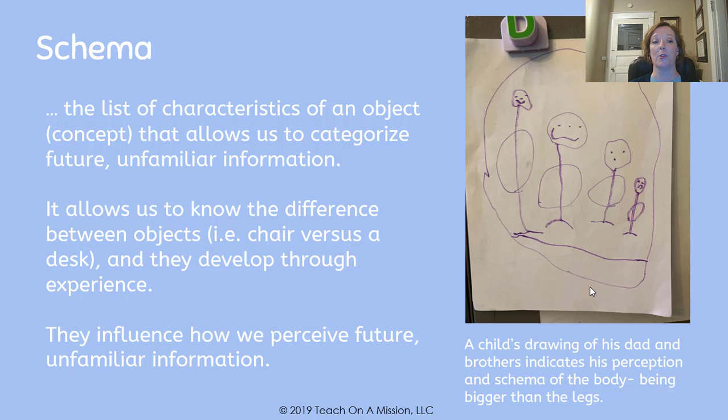They influence how we perceive future unfamiliar information. So when we experience certain pieces of information, it gives us a context, it gives us an idea, and our brains naturally kind of clump familiar items with unfamiliar items if they have similar characteristics. So you see the child's drawing of his father and brothers. This indicates his perception and schema of the body. What he really sees as part of the body are kind of larger upper bodies being bigger than legs.